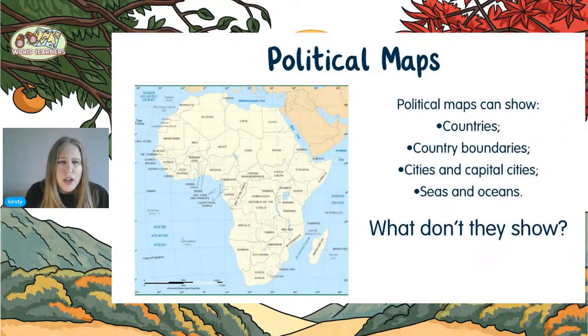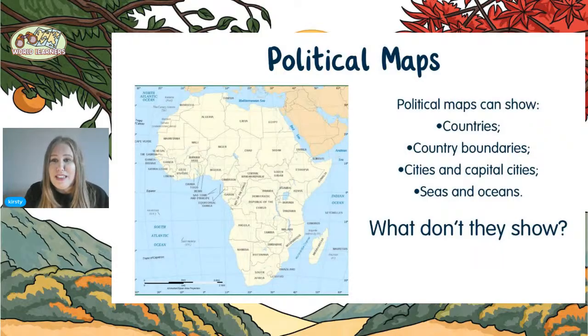Are they showing us where the mountain ranges are? Are they showing us where areas of desert might be? They're not showing us any of that, are they? So they're not really showing us many of the physical features of that land, other than this is the land, this is the water. We haven't got any other physical features being shown. Yes, spot on, no mountains.